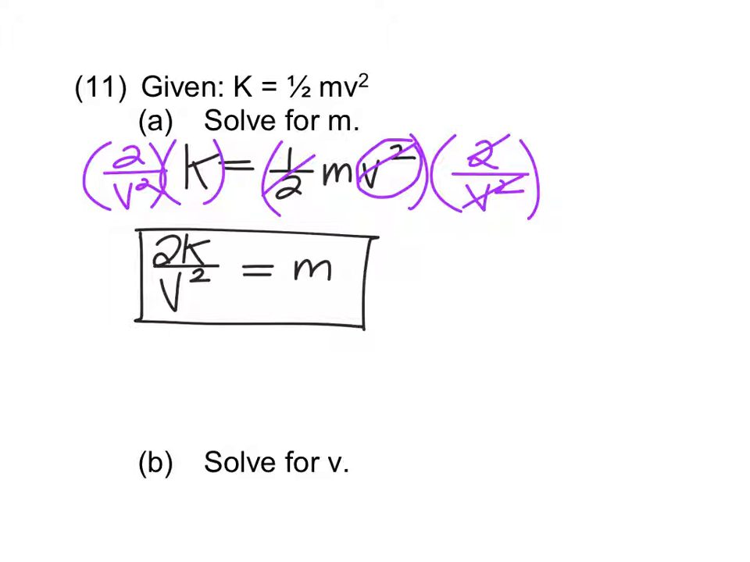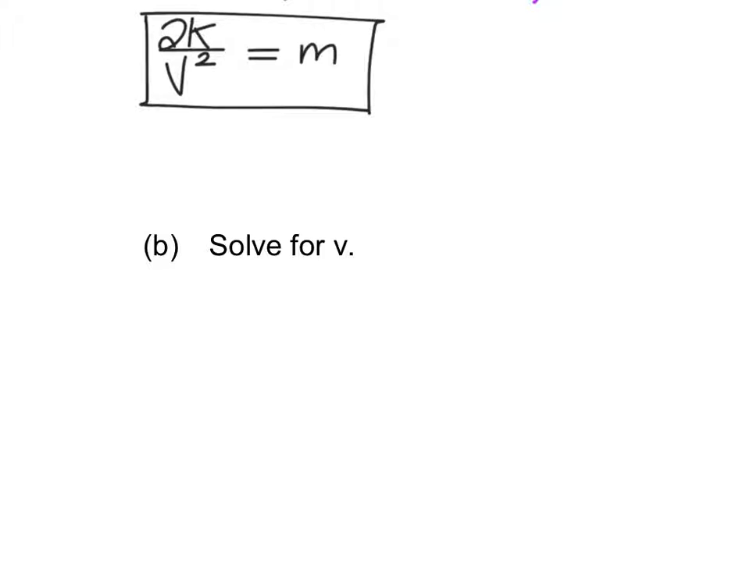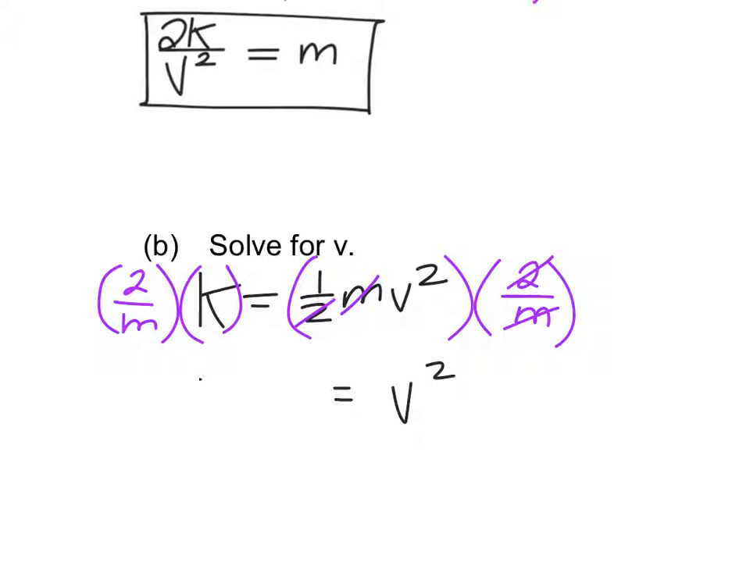It was crazy. So now we've got to solve for V. K equals 1/2 MV squared. All right, so let's do that whole thing of multiplying by reciprocals again. What am I going to multiply both sides by in order to get the V squared alone? 2 over M. The 2 cancels with the 2, the M's cancel. So we're looking at V squared equals 2K over M.